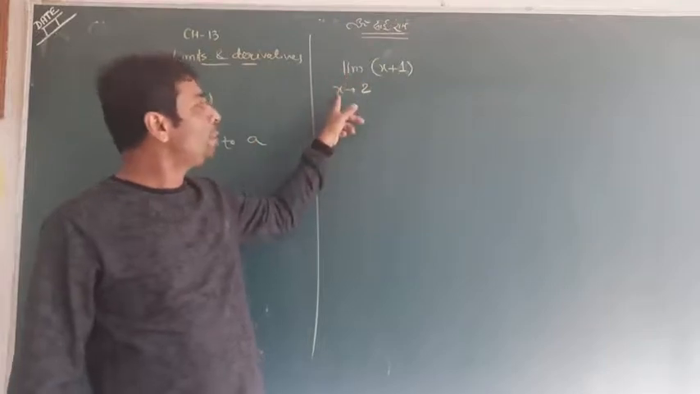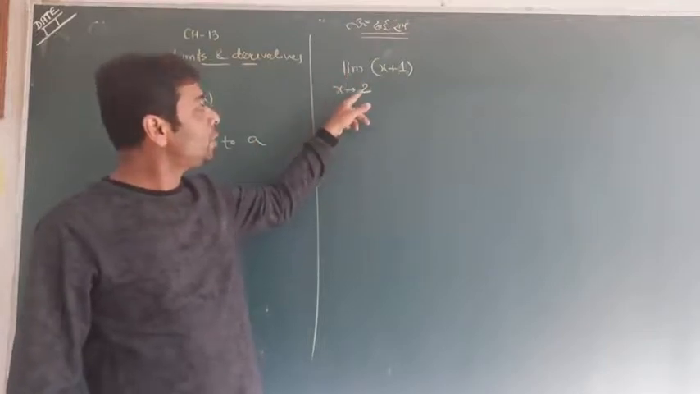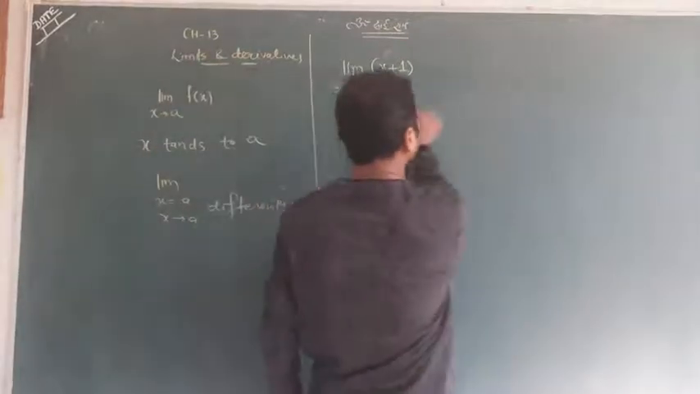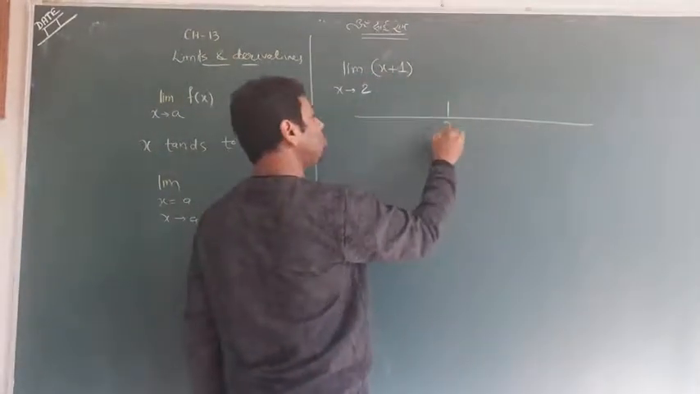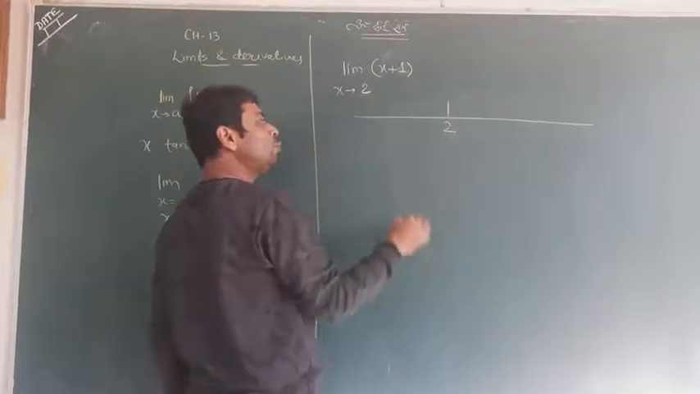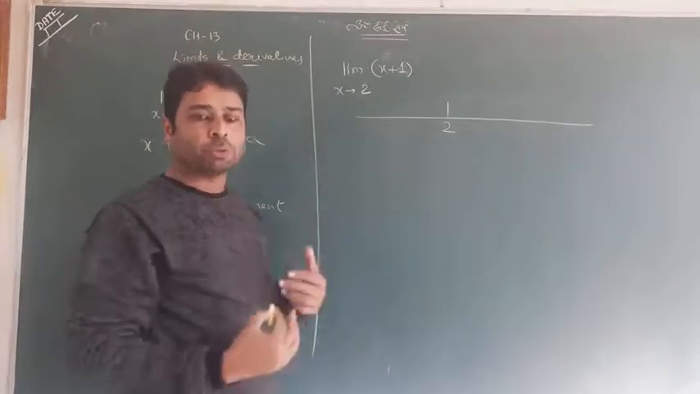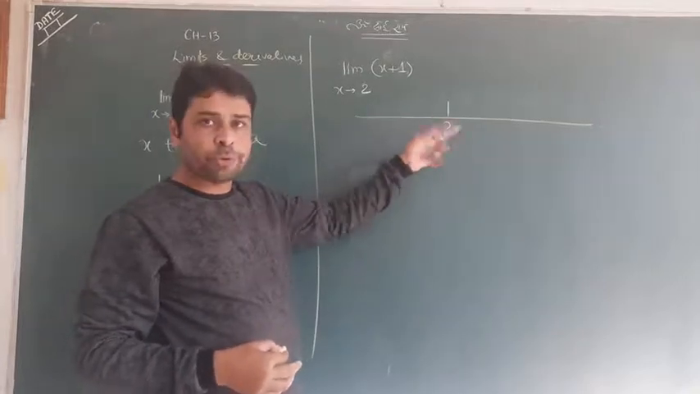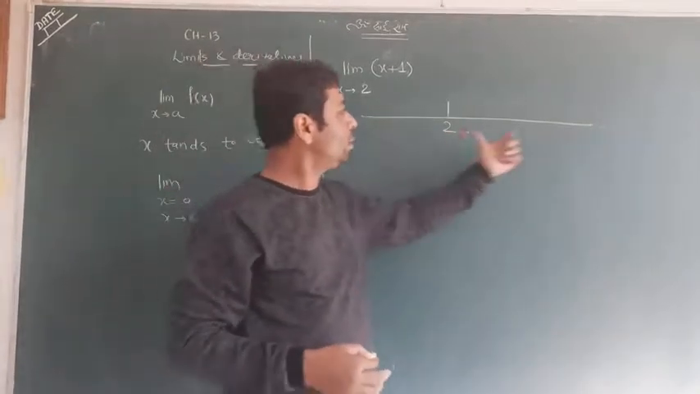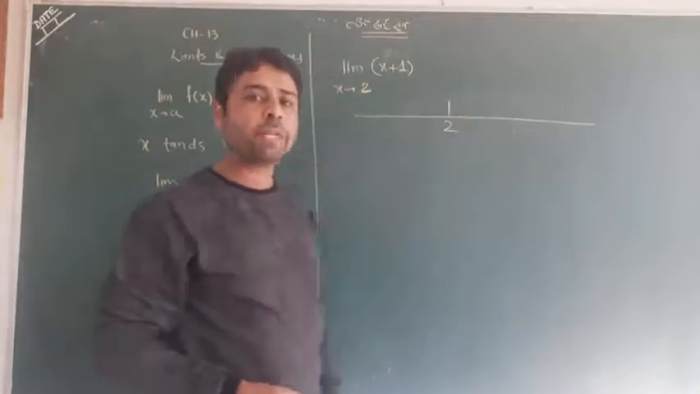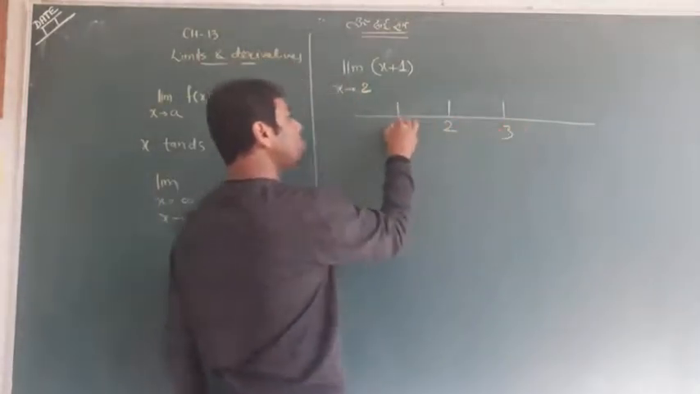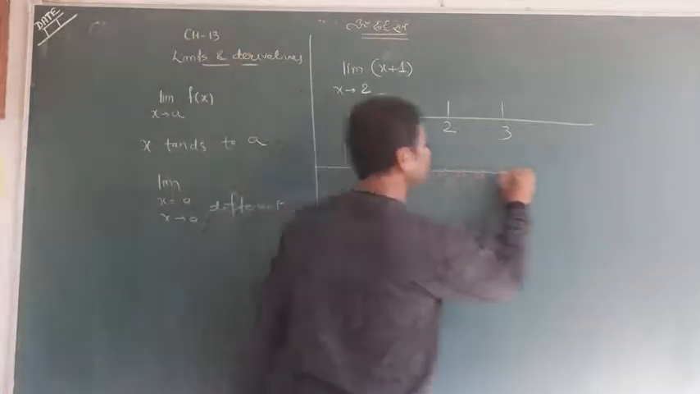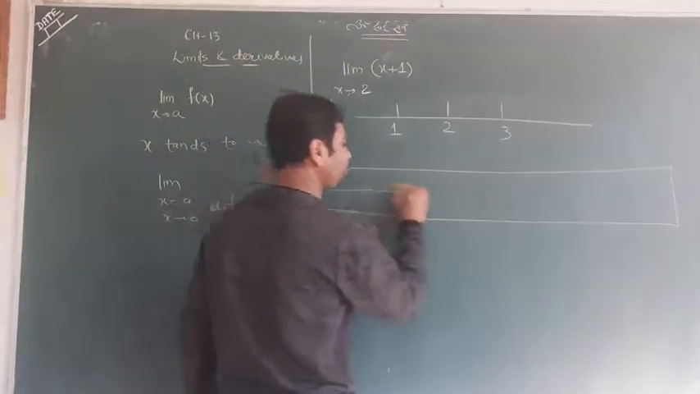The meaning of limit is that x is reaching to 2. Try to understand, this is the number line. Suppose this is 2 and x is reaching to 2. The question is from where x is coming to 2. We have two directions, left direction and right direction. One by one I will tell you both. Suppose this is 3, this is 1, and this is 0. So I will make a column.